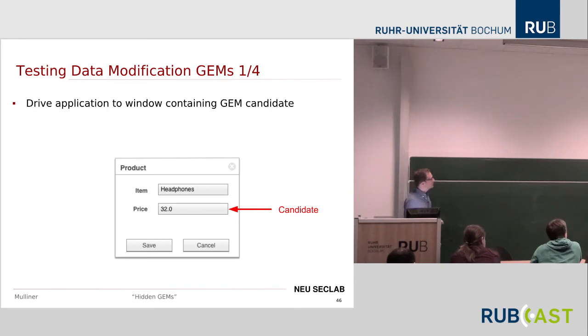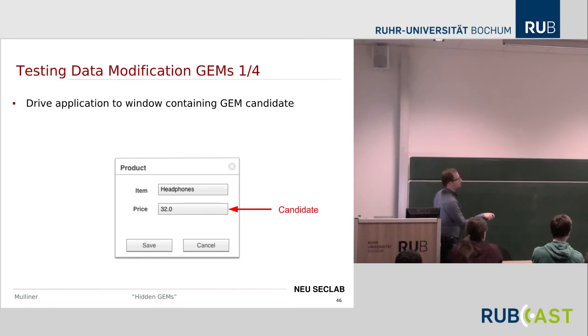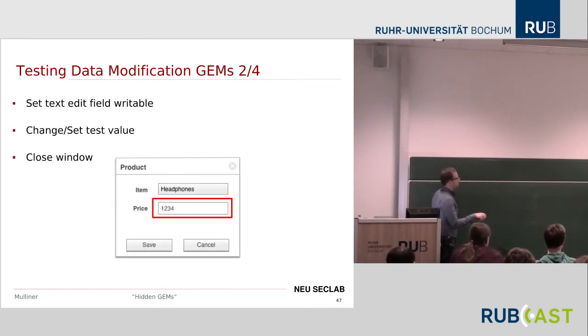So how do we actually do the testing for, for example, a button? Actually, no, a text field in this case, sorry. So for example, we have a screen like this, and we say, okay, all of these maybe are candidates, but we look at how we test one candidate. Okay, we see this price, how can we modify this? So we drive the application, click maybe multiple buttons, and arrive at this screen. And what we do is change the field to be readable, writable, and change the value to a test value, and then close the screen.